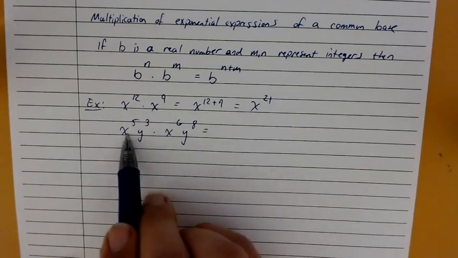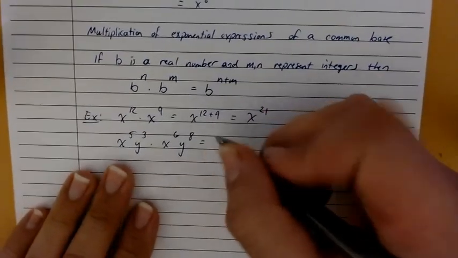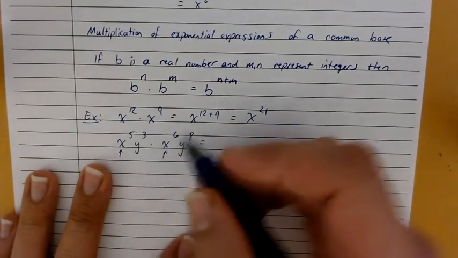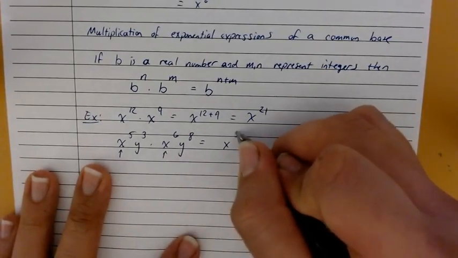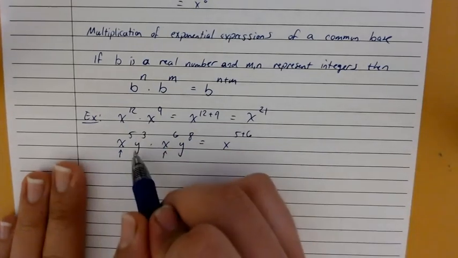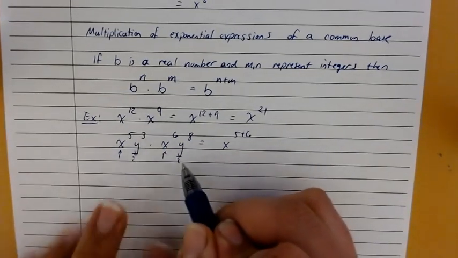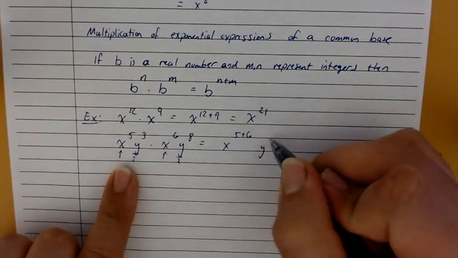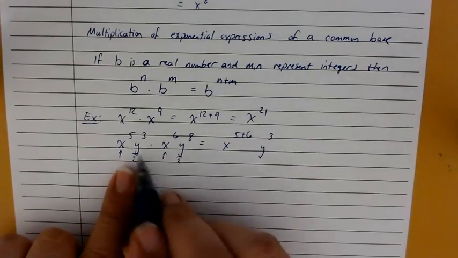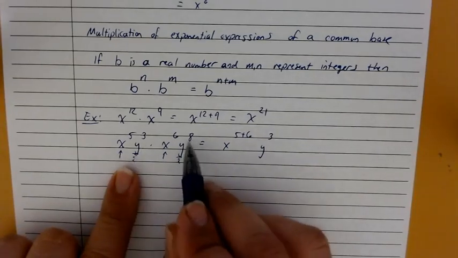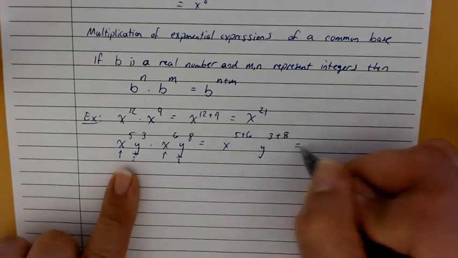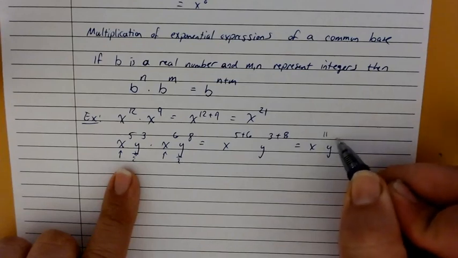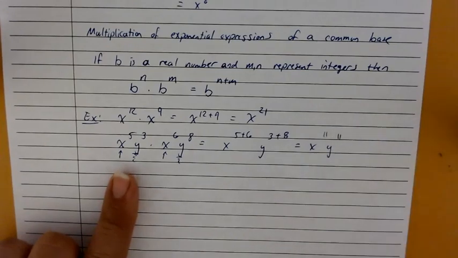After all, this one and this one both have the same base, which means I could combine this one with this one. X to the power 6 times x to the power 5 is x to the power 5 plus 6. Same thing with this one and this one. They both have the same base, y. So that's going to be y to the power of 3 times y to the power of 8 is y to the power of 3 plus 8. And so that's going to be x to the power 11 times y to the power 11. Same number.